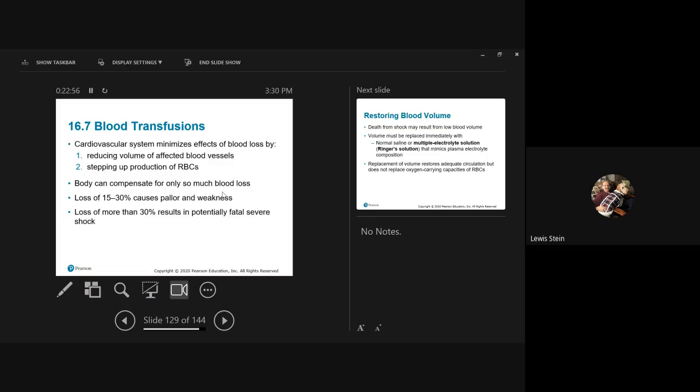It is a complex process to do the cross match. So the cross match is actually finding the most desirable blood.